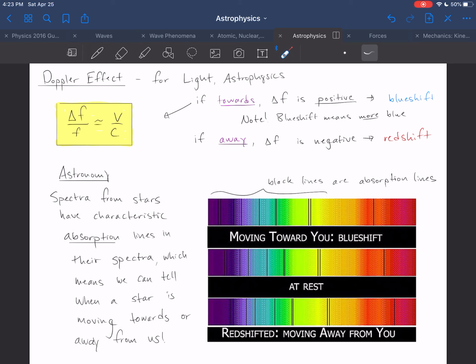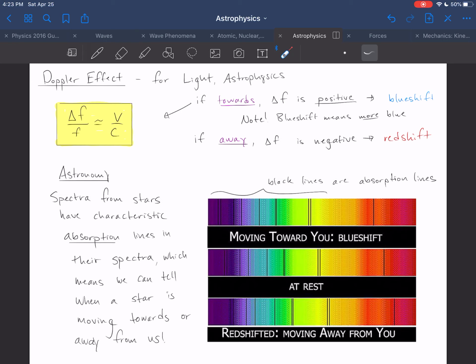If those objects are moving away from you, delta f is negative, and you get what's called redshift, which was referred to at the end of the last video. That means all the lines that you would normally expect to see at particular locations are shifted in the red direction. Notice it doesn't mean the lines themselves are either blue or red. It just refers to which direction that frequency shift is in.